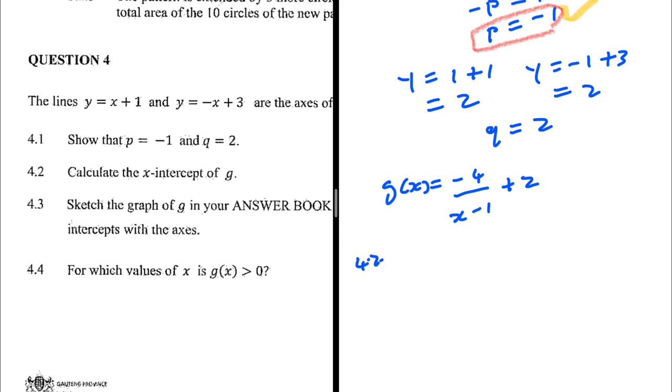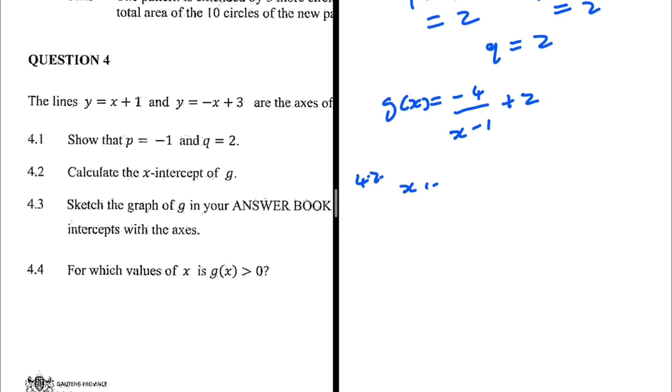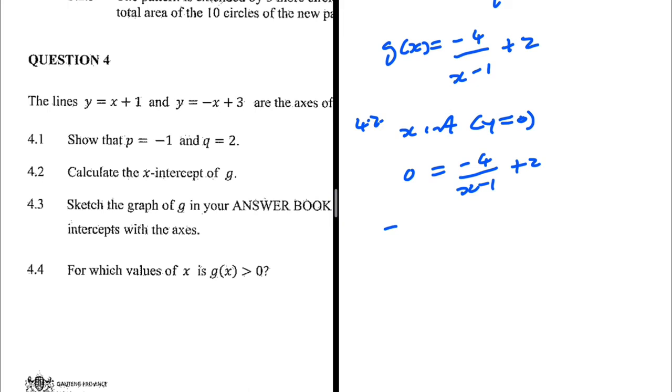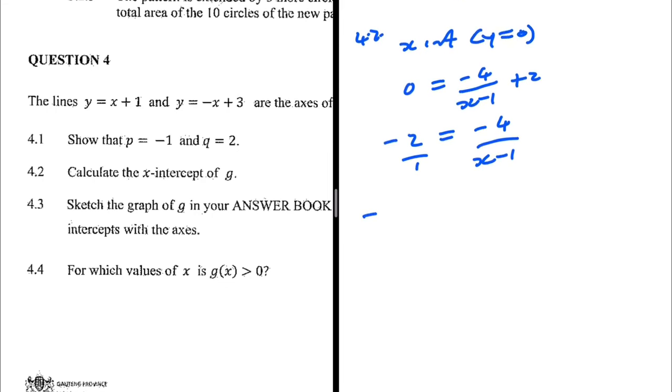Let's take a look at the question that follows. 4.2. We're supposed to calculate the x-intercept of g. So for the x-intercept, we let y be equal to 0. We're going to get 0 being equal to minus 4 divided by x minus 1, plus 2. If we take 2 to the left hand side, we get minus 2 is equal to minus 4 divided by x minus 1. Let's cross multiply. We're going to get minus 2x plus 2 is equal to minus 4. So minus 2x will be equal to minus 4 minus 2, which gives us minus 6. And then we divide both sides by minus 2. So x is going to be equal to 3. So there we go. That is the x-intercept.